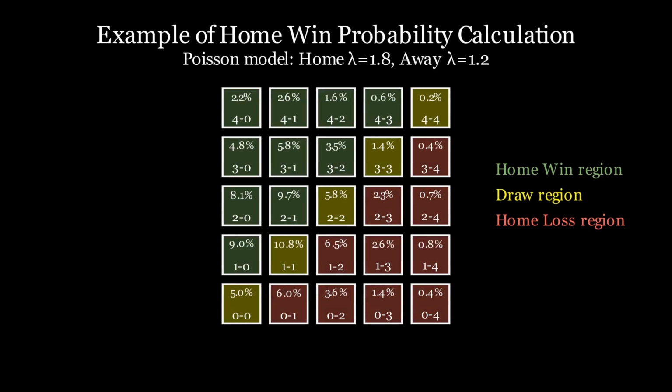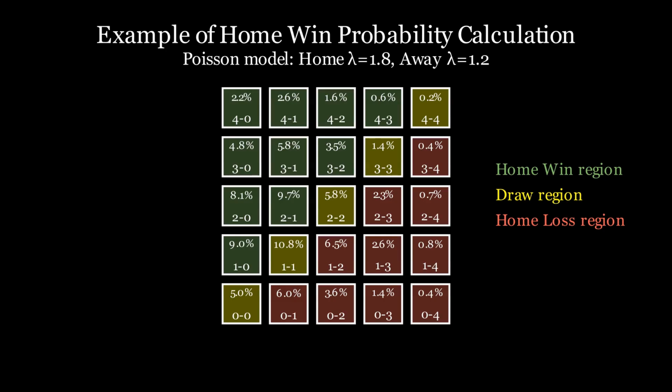Let's look at an example match where the home team has a lambda of 1.8 and the away team has a lambda of 1.2. Using our framework, we can compute the probability of every possible scoreline shown. Here we'll assume each team can score up to 4 goals, just to keep the illustration manageable. Each square in the grid shows the probability of that exact scoreline.